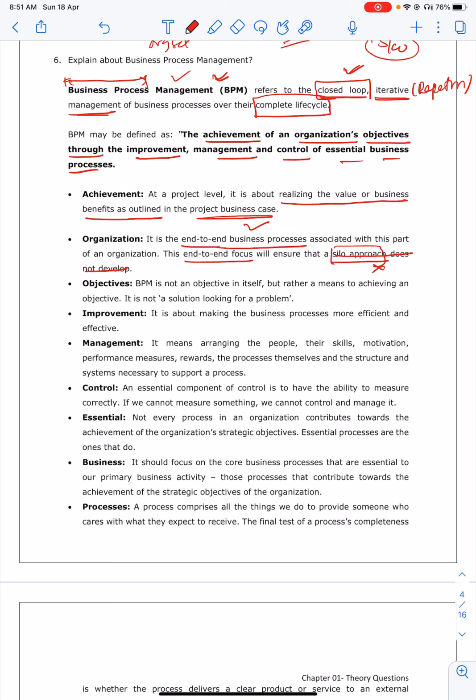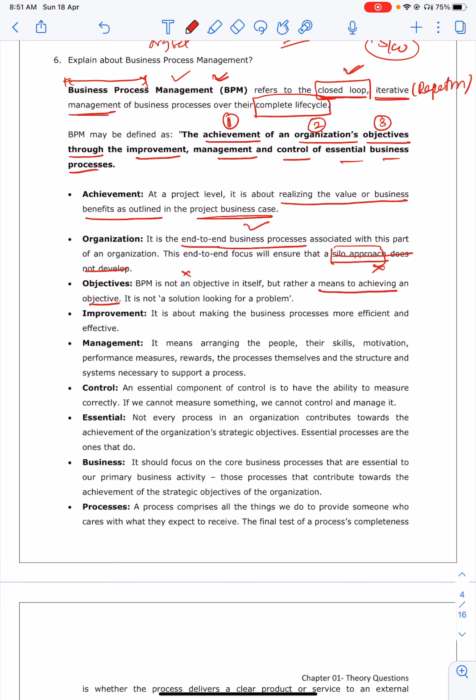Okay, so we understood the first word, achievement, realizing the benefits. Second, the organization will not have a silo approach, will have an end-to-end process. Third one is objective. Now, by using business process, can we achieve our objectives? No, it is not an achievement, it is only a means to achieve. BPM is not an objective in itself, but it's a means of achieving an objective.